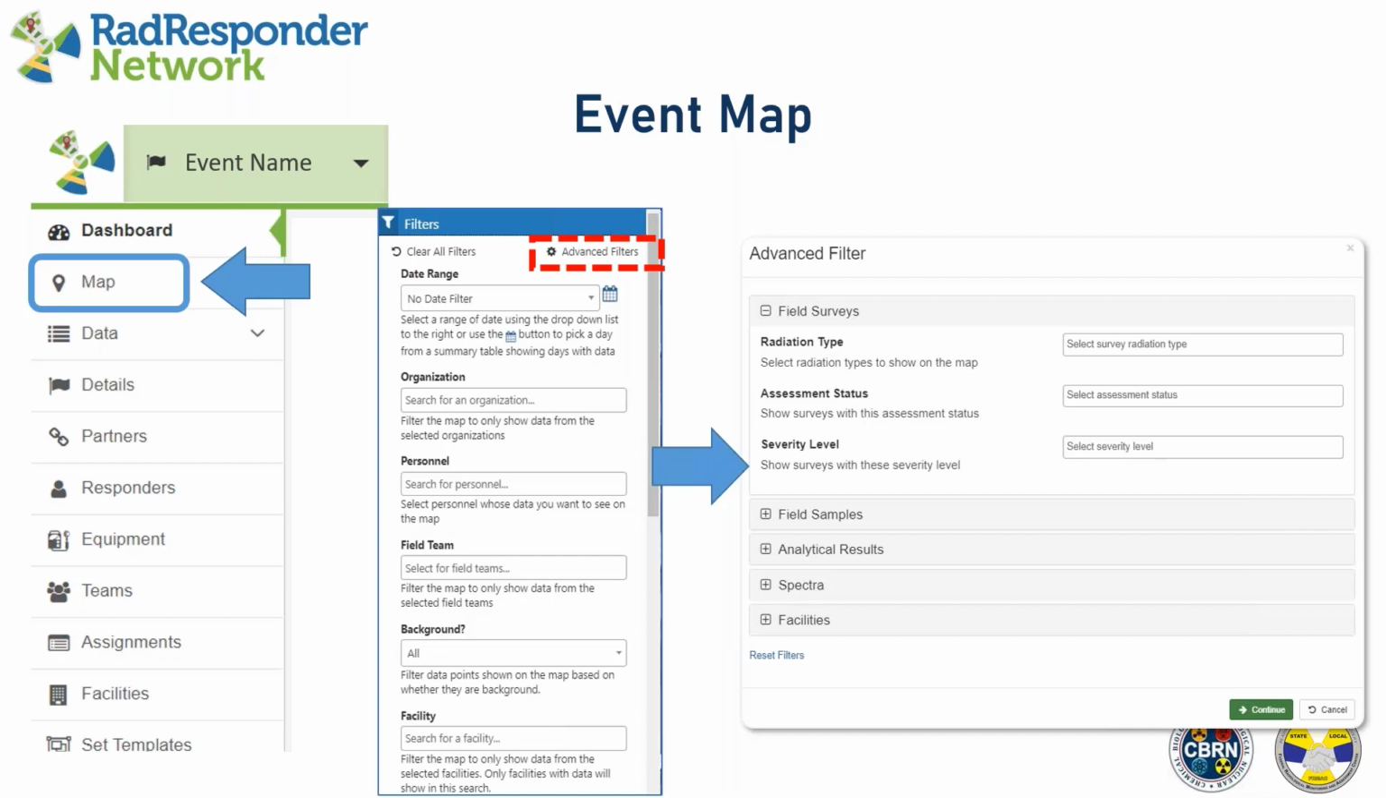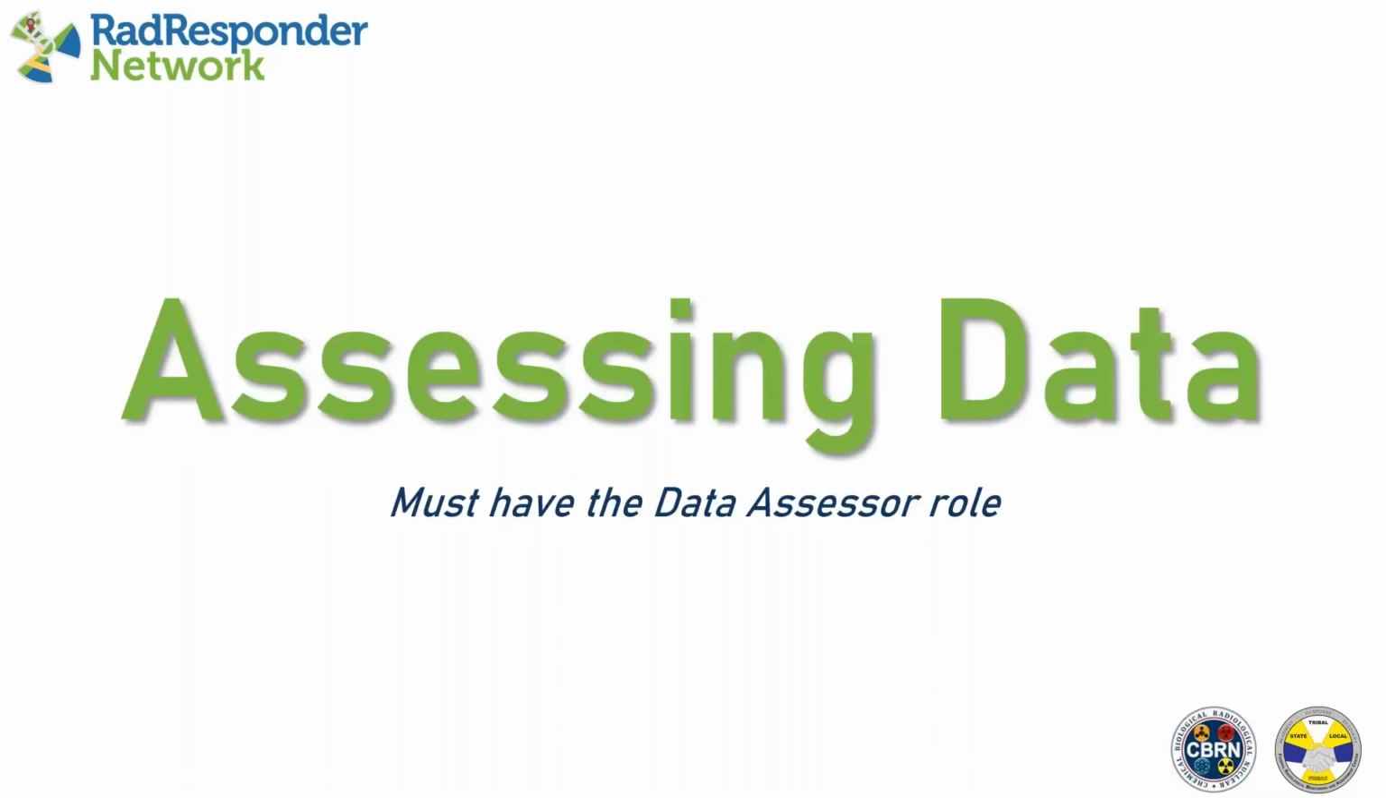So again, this is very similar to the filters from the tables, but this just shows you that data in that geospatial view. Okay, and last but not least is assessing data in RadResponder.